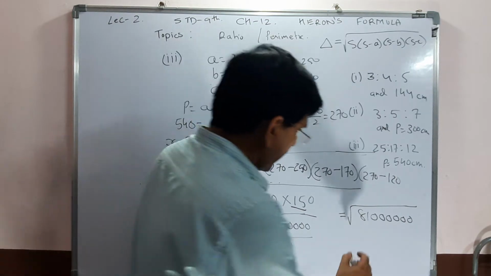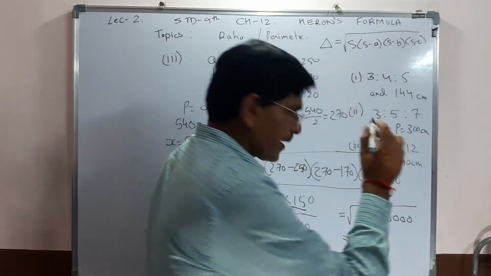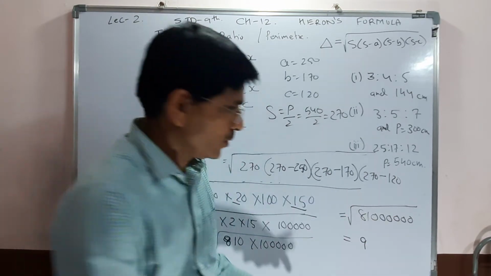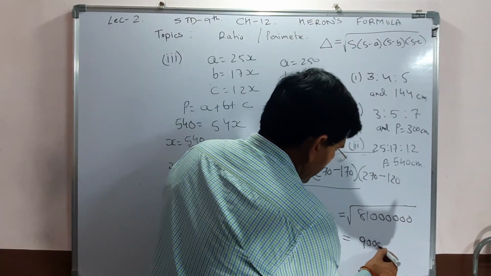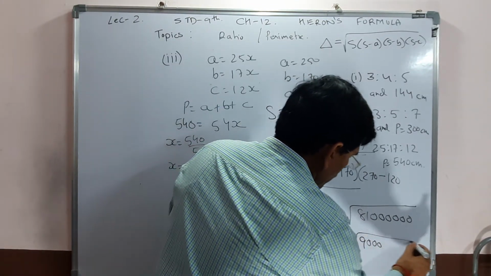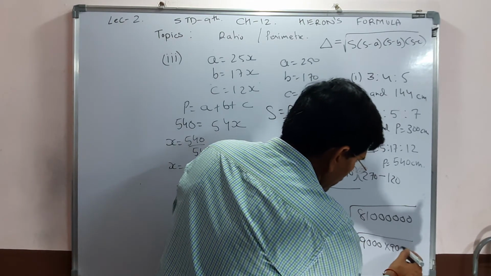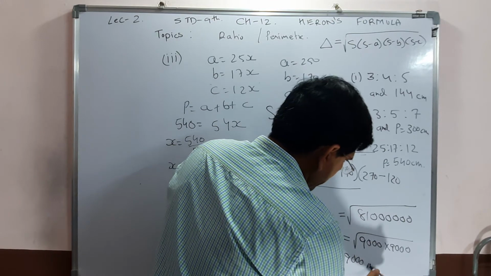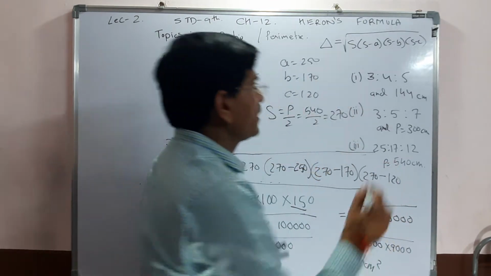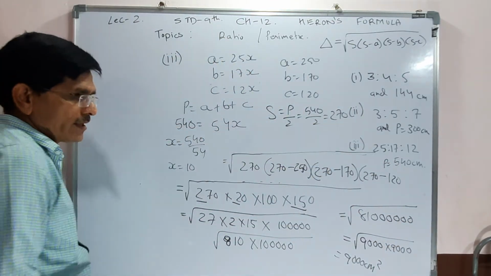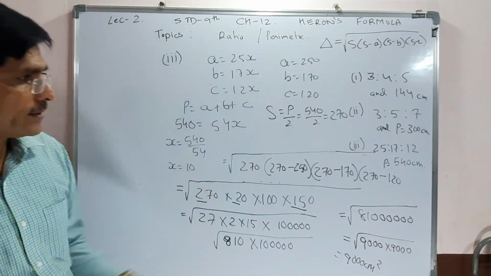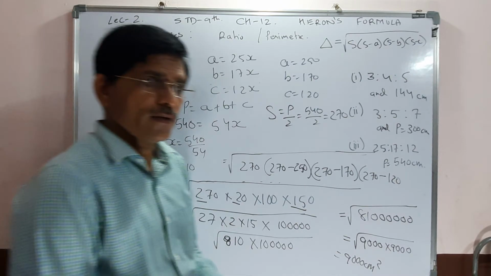81 is a square of 9, and the zeros, so I have to write 9,000. So under root, the answer is 9,000 meter square, or centimeter square. If it is centimeter, then I have to write centimeter square. Write it now because it is an important sum.